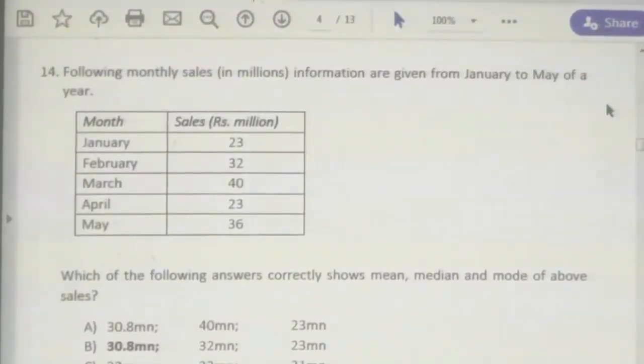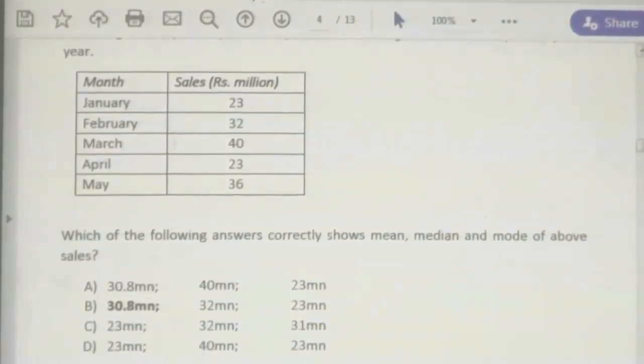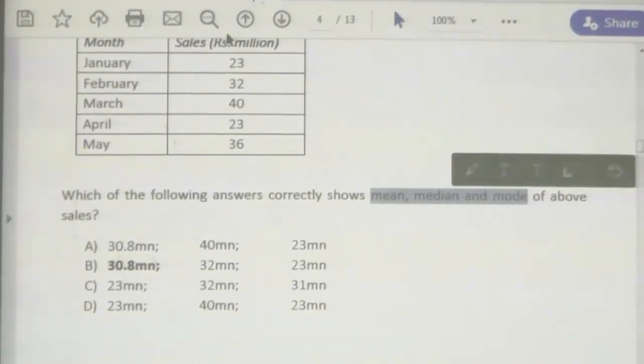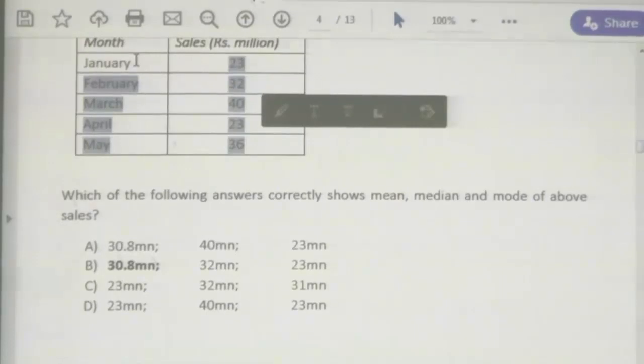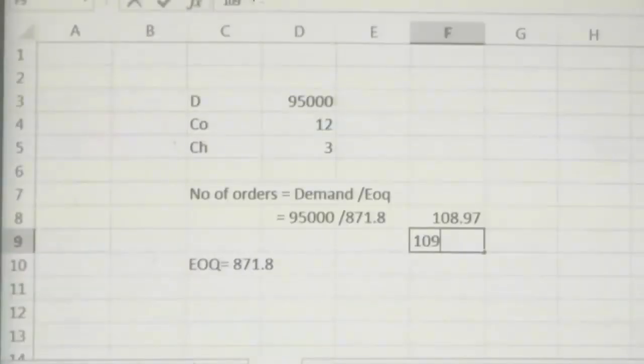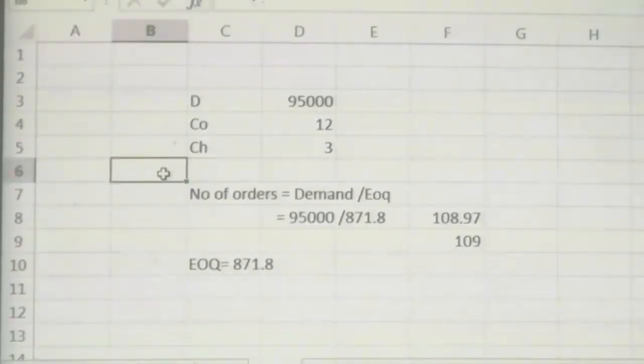Okay, let's take question number 14 now. The following monthly sales information is given for January to May of a year: January, February, March, April, May. Sales figures given are 23 million, 32 million, 40 million, 23 million and 36 million. This is a mathematical question, right? Here they are asking what is the mean, the median and the mode. Let's take these numbers into the Excel sheet, then we can easily calculate everything.